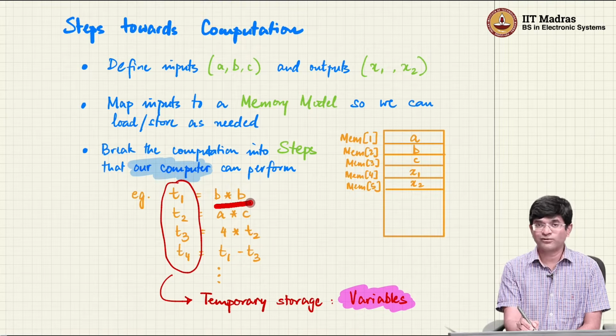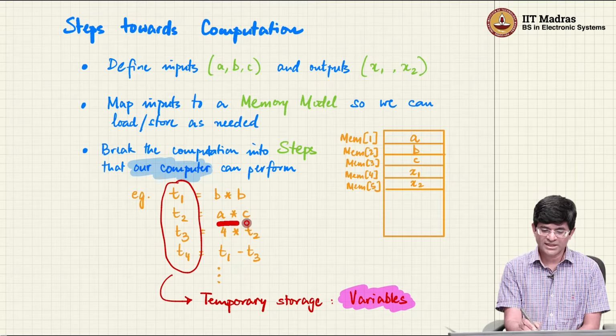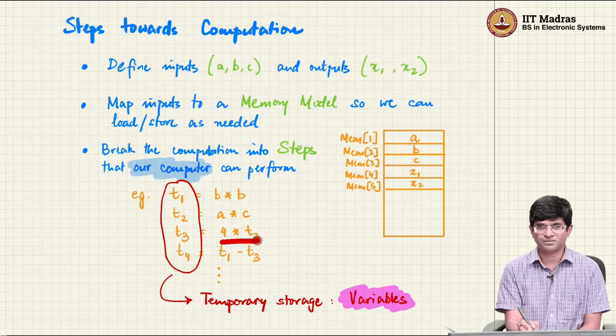Now I want to compute 4 into a into c, but I don't have a hardware unit that can perform a multiplication of 3 numbers at once. So what I will do instead is I will first compute a into c, and then I will multiply that by 4. I could have done 4 into a and multiplied that by c, I could have multiplied 4 into c and multiplied that by a, many different ways of doing this. The point is, I have to pick one.